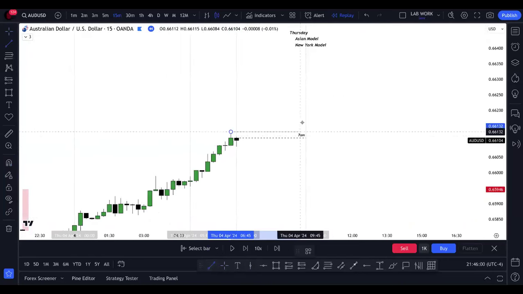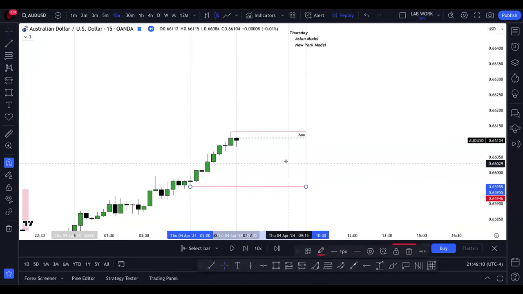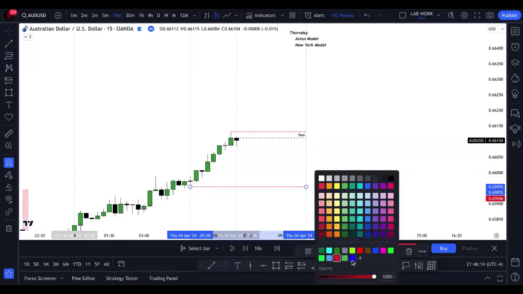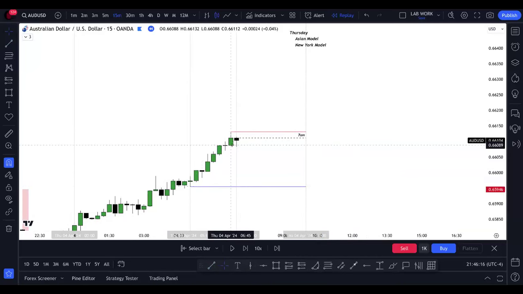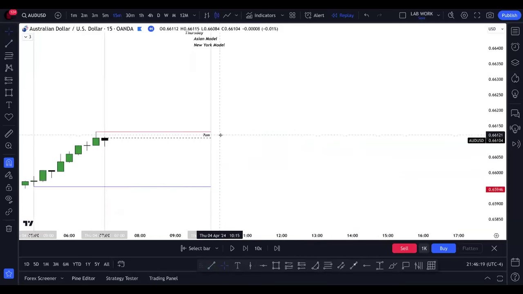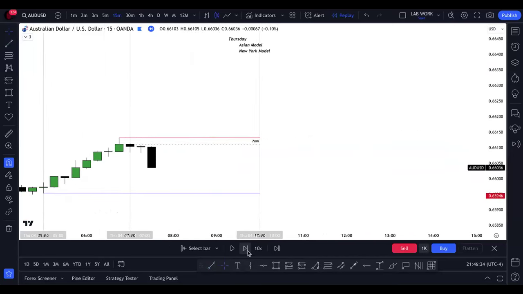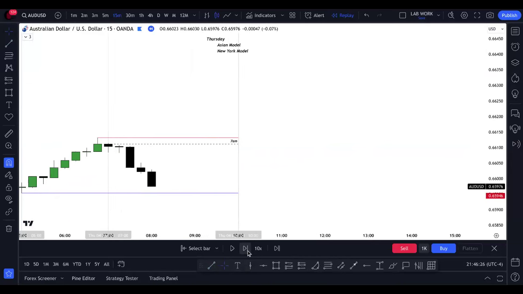Buy side liquidity pools right here, very close to where price is. Sell side, we've got this one here. We don't have any swing lows, so we're taking the lowest low that we have in the session. There's no swing low here. It's just previous daily lows. Let's play it forward.